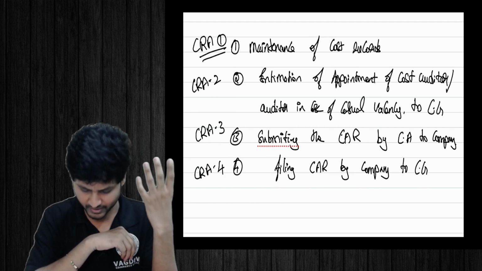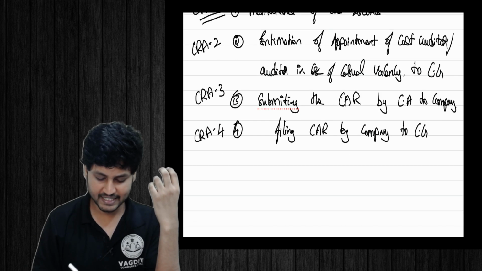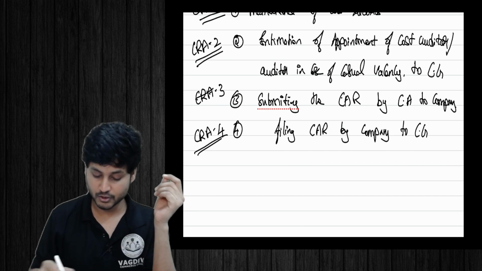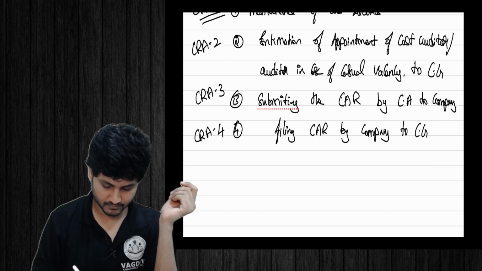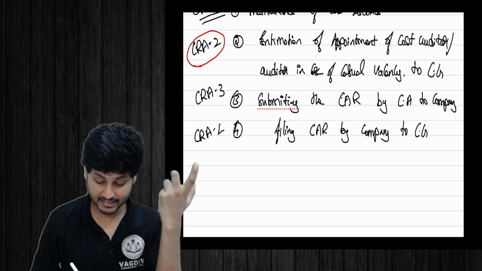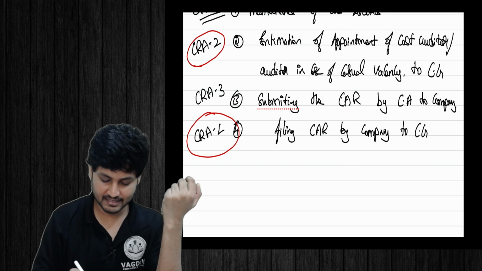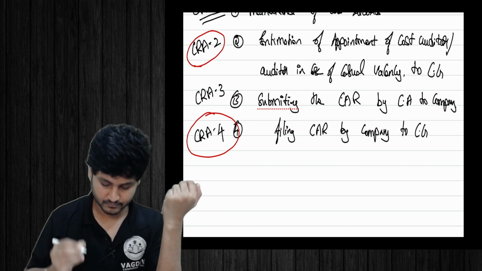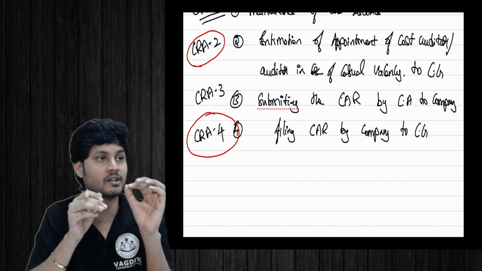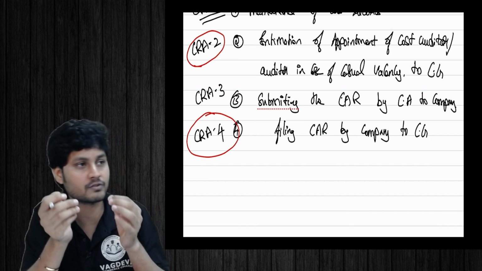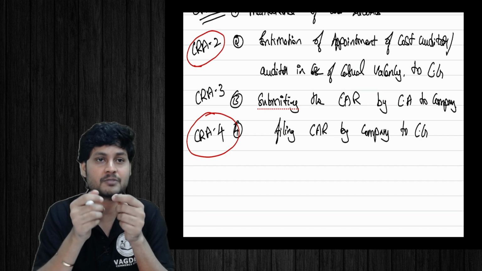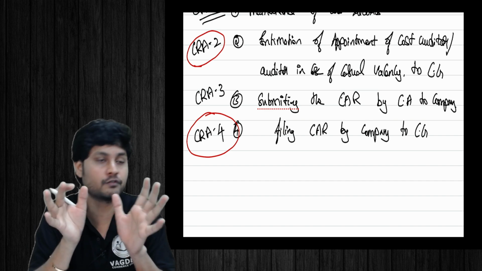So in these 4 cases, 2 cases are communicating to whom? Central government. See, CRA 2 and CRA 4. These are the 2 documents which talk about communicating with central government. Once you want to submit any file to central government, there must be a language, there must be a format that you need to follow.